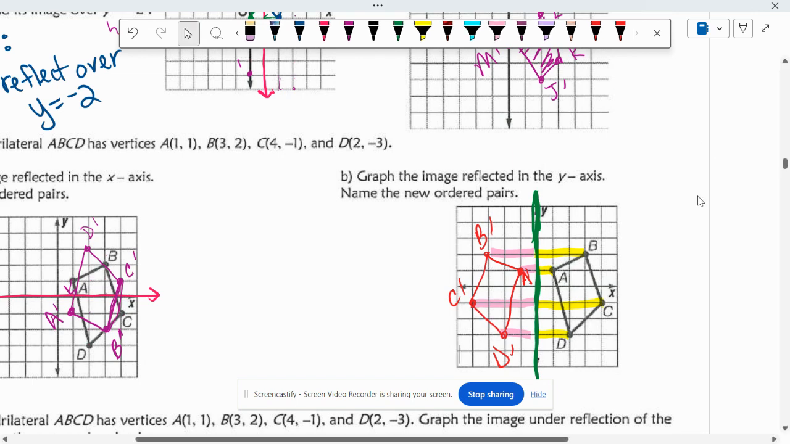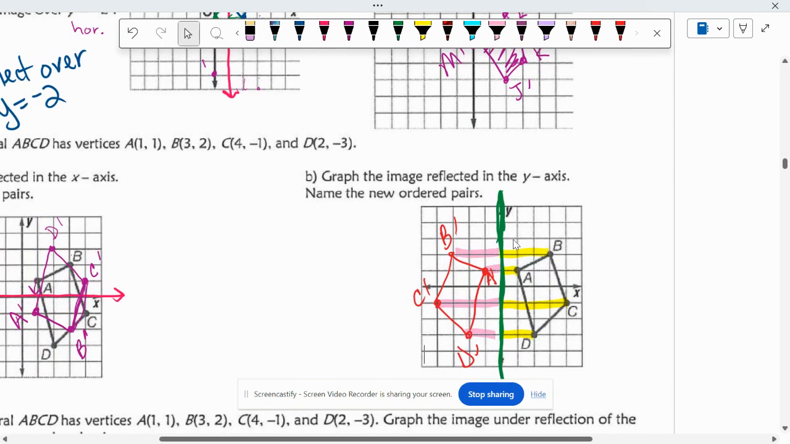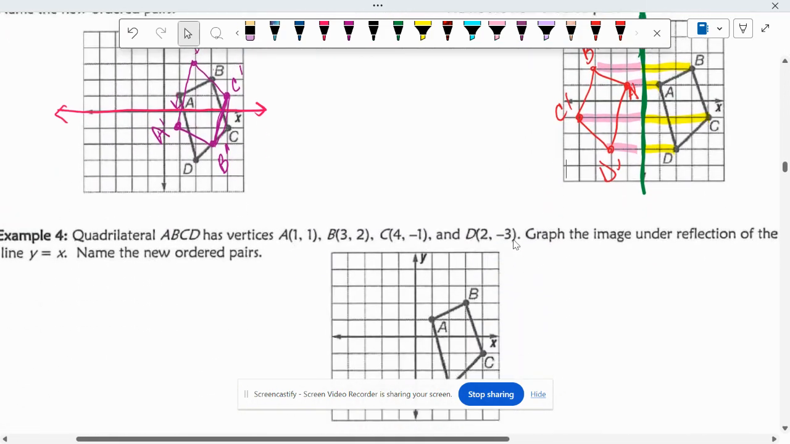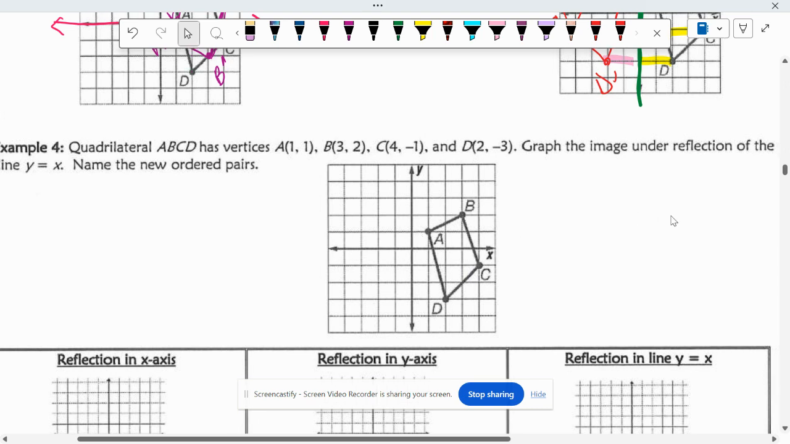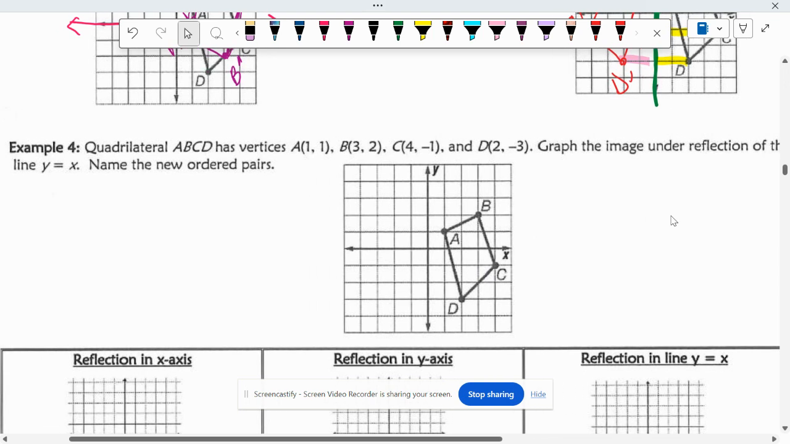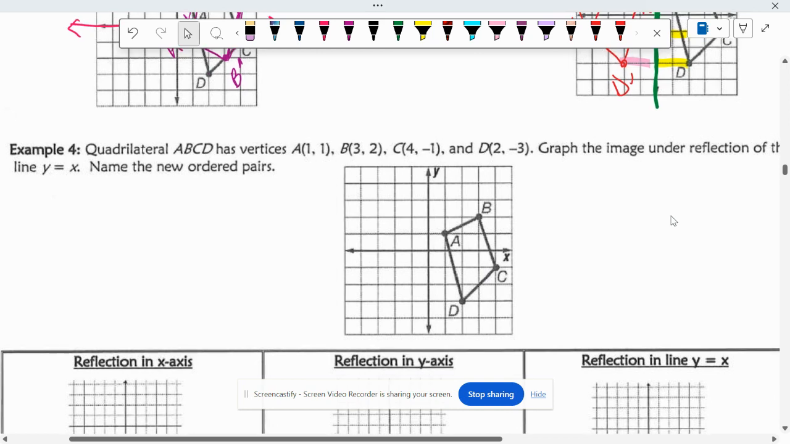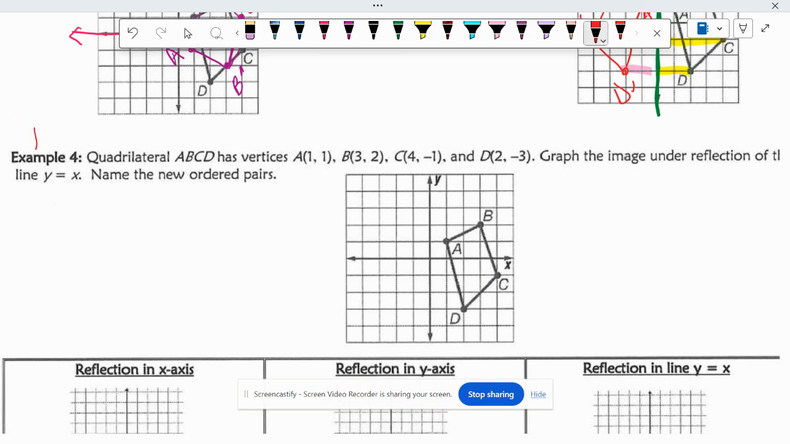Okay, so if you've come back, hopefully you got something like this. Example number 4, same quadrilateral, ABCD. We're going to graph the image under the reflection of the line y equals x. So I want to tell you about a rule.